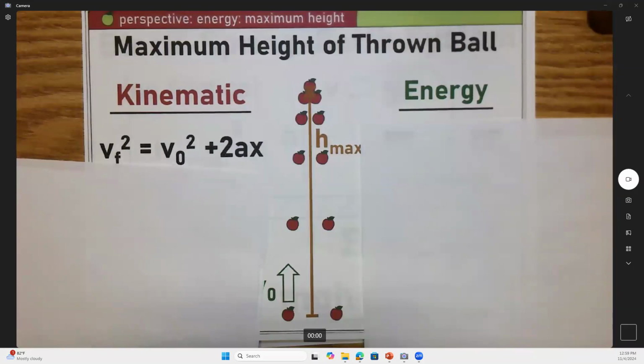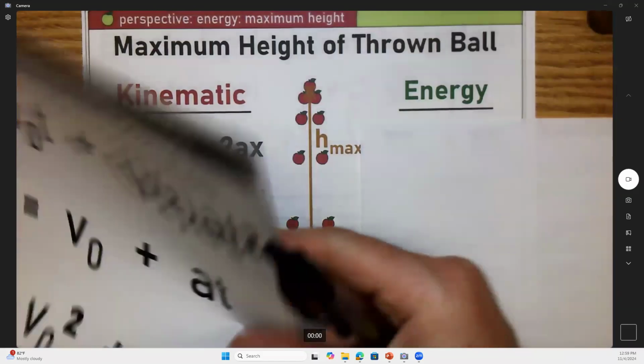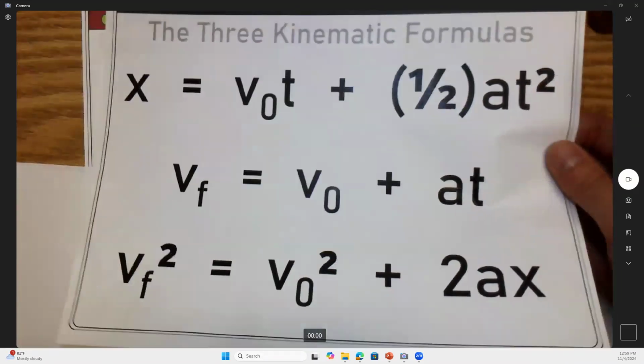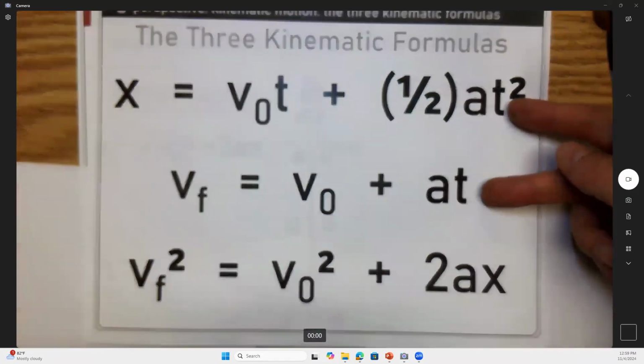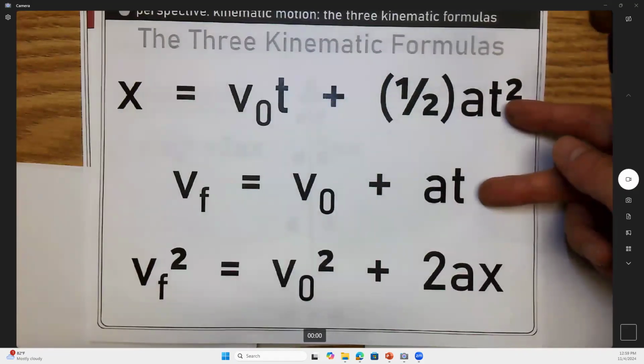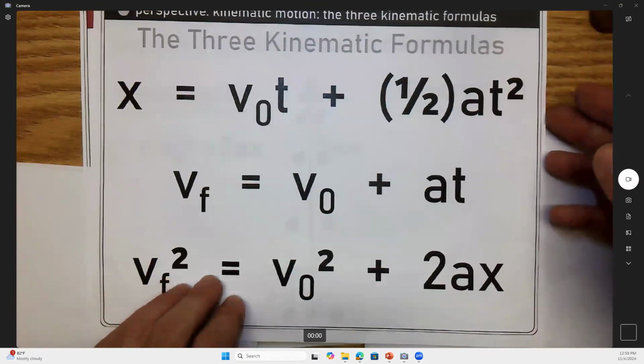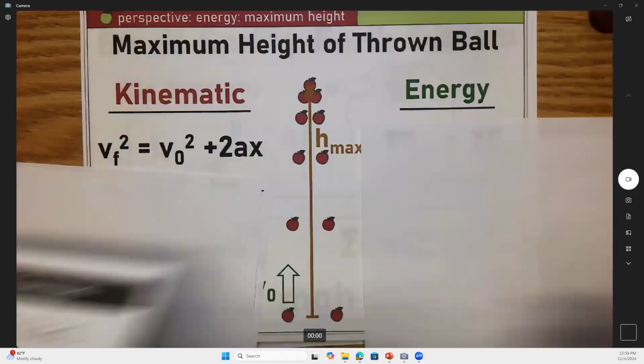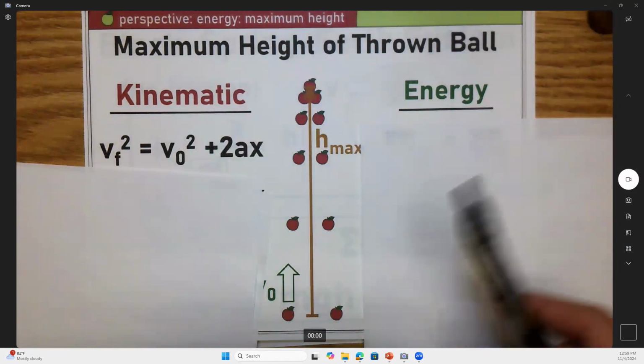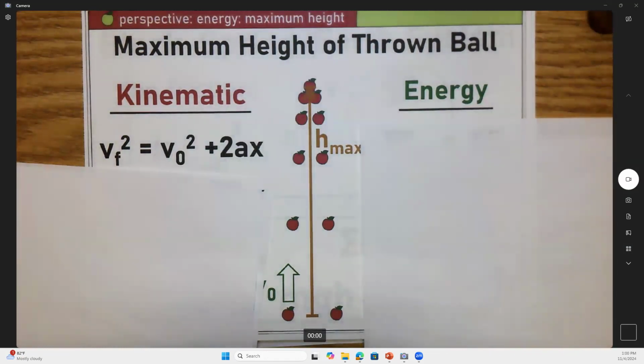Remember, the third one doesn't say anything about time. Do you guys notice that too? If I'm kind of linking the new stuff to the old stuff, do you guys notice with all these energy formulas, I haven't mentioned anything about time? Except for power. Power is energy over time, but besides that one. So maybe that's a hint how all this energy stuff kind of relates to that third kinematic formula.